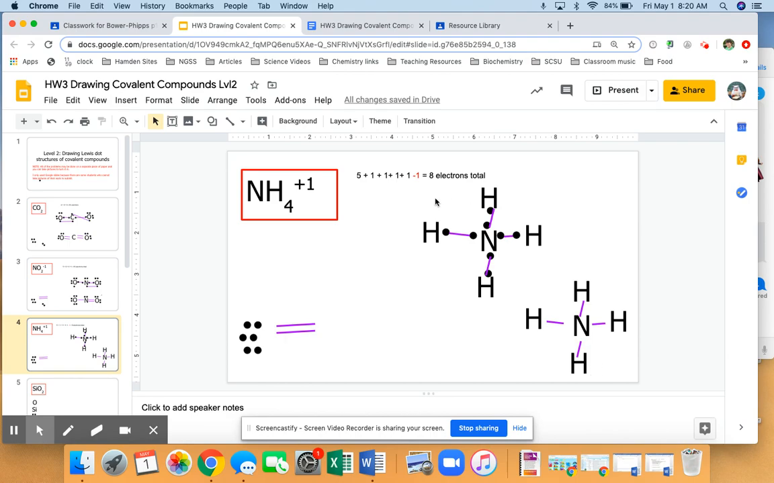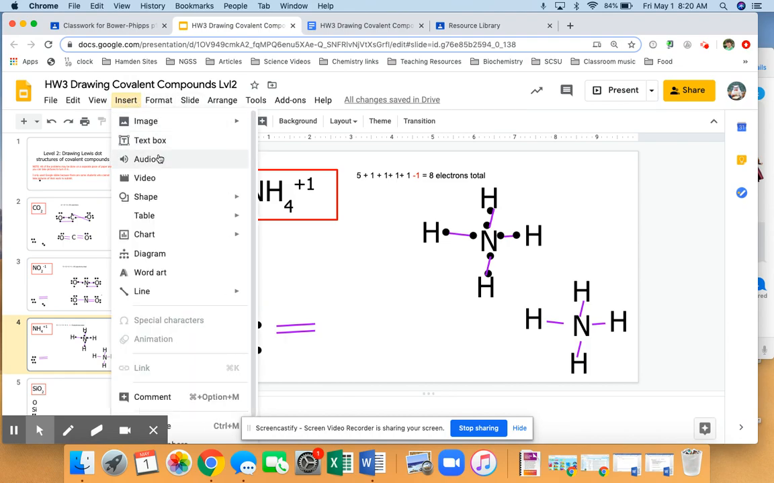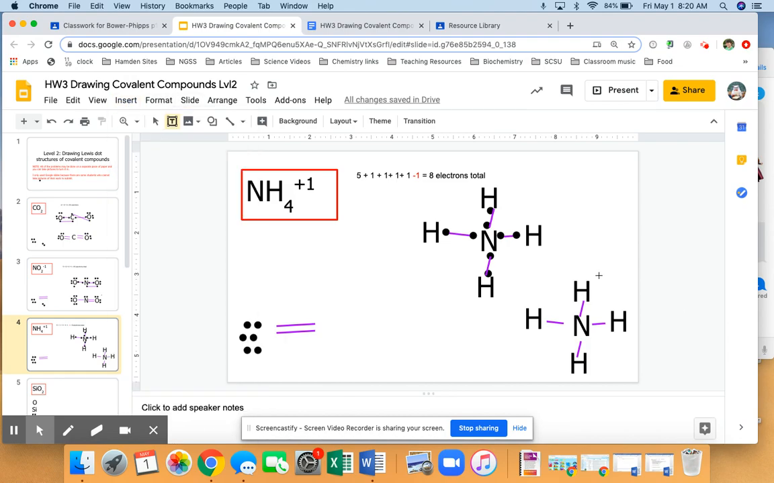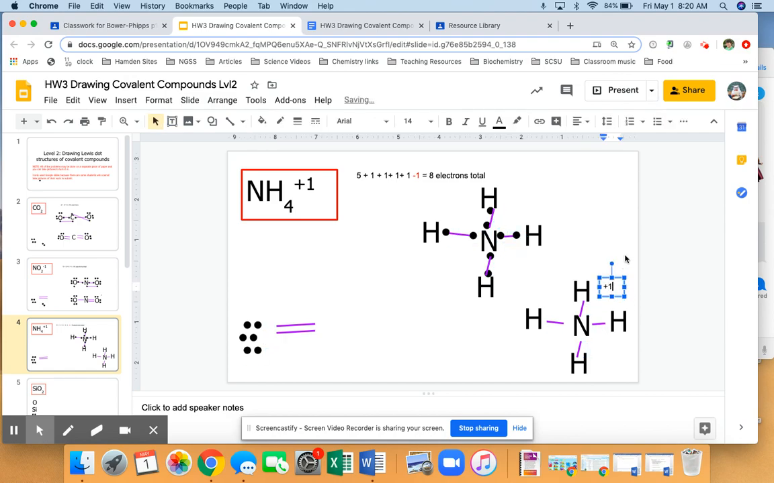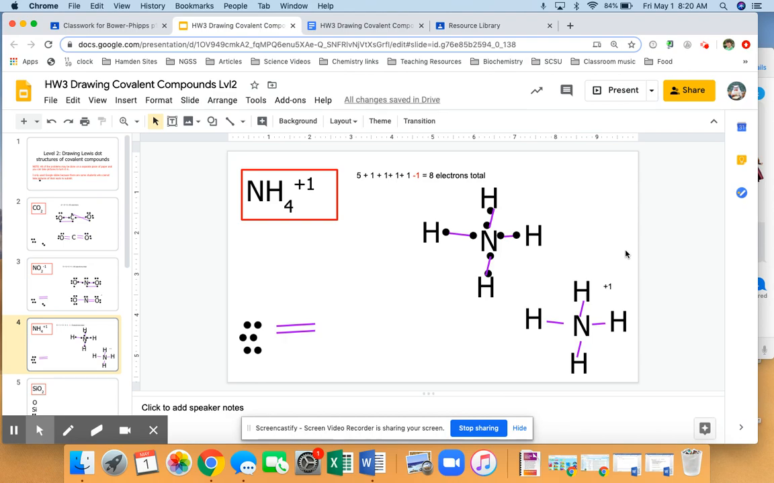Very nice. But remember, it had a charge. We have to show that we lost an electron, right? There would have been too many otherwise. 9 electrons. Oh, that's not an octet. So we want to show that this one has a charge by putting in our text box with the charge. +1 is our charge. And then we're done.